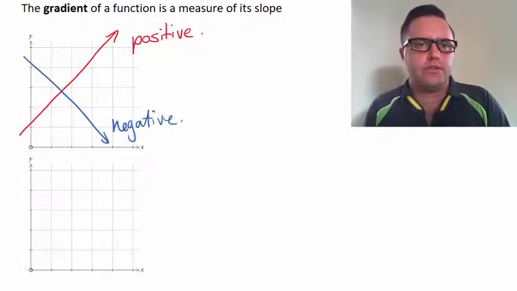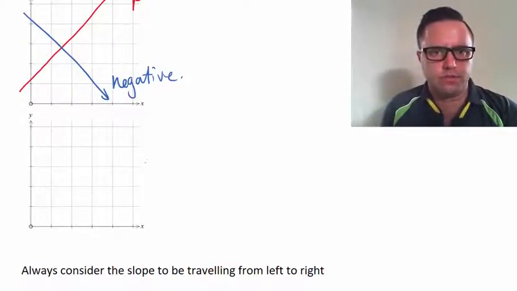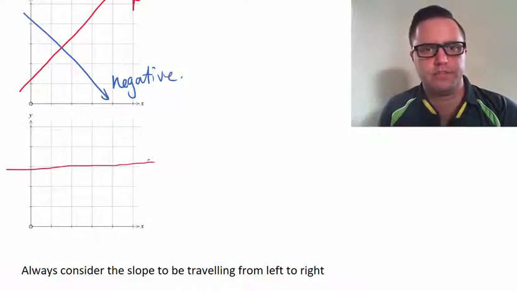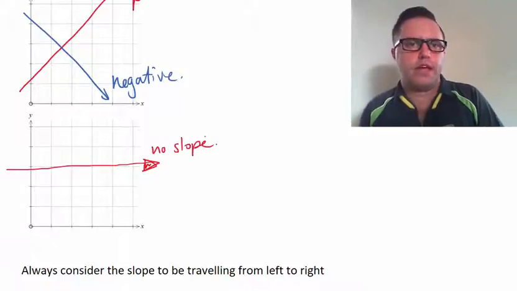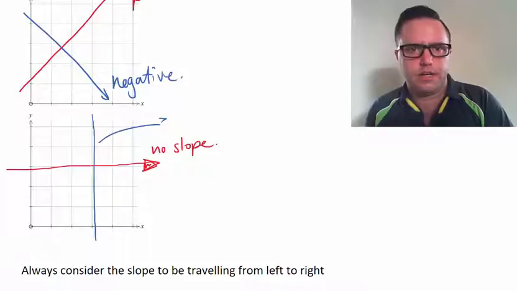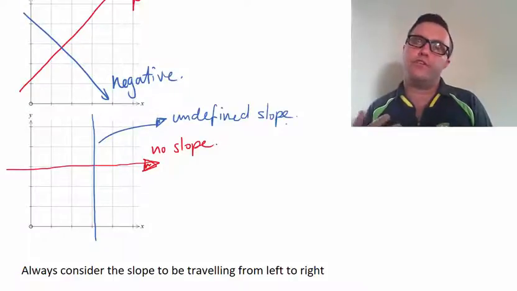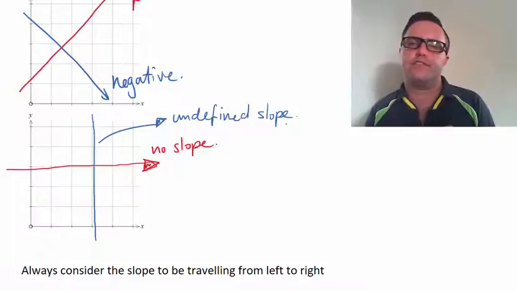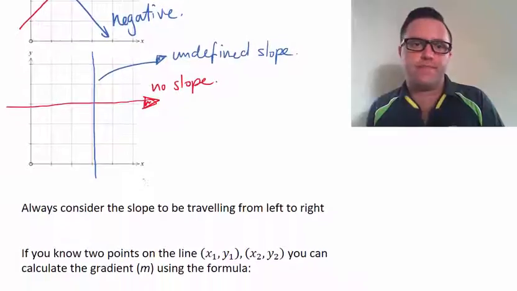You can also have ones that are horizontal, let's pretend that's horizontal. This would be a zero slope, no slope. And when you've got your vertical ones, these are an undefined slope. It's very important: it's not an infinite slope, it's just undefined. There is no slope to define there. And as I said, always consider the slope to be traveling from left to right.